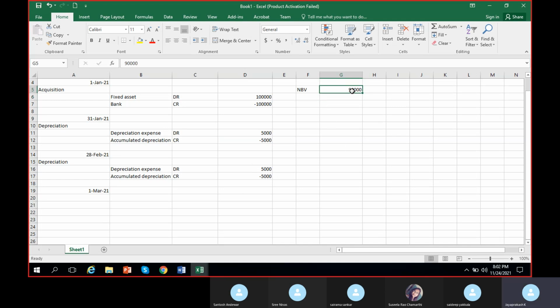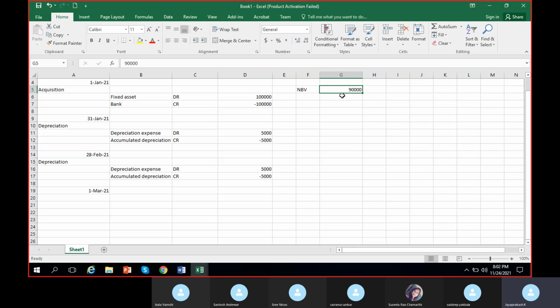So net book value will be 90,000. Suppose I sell this fixed asset at 80,000 on 1st of March, so what happens to the business? Loss on sale of an asset. There will be a loss on sale of the asset of 10,000, right?